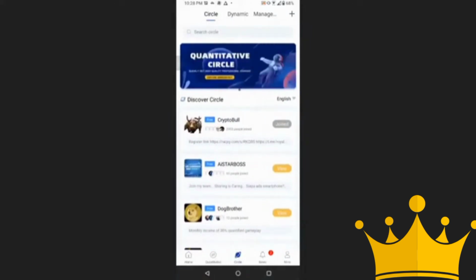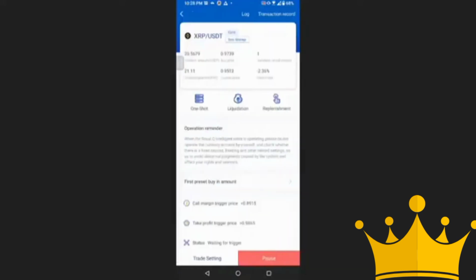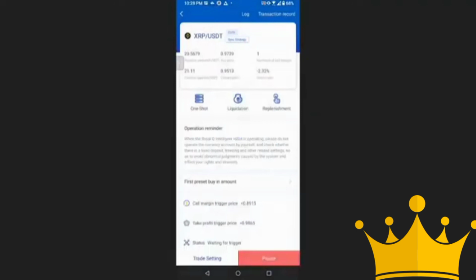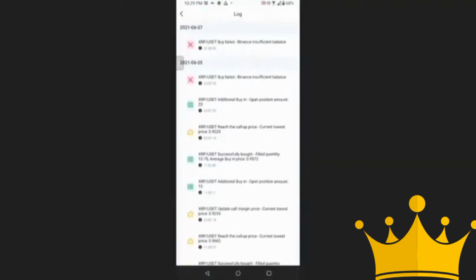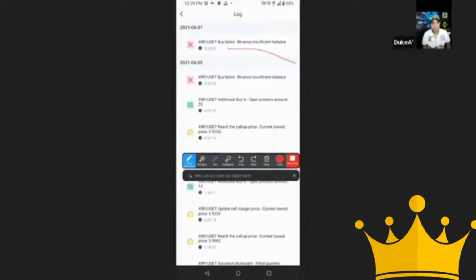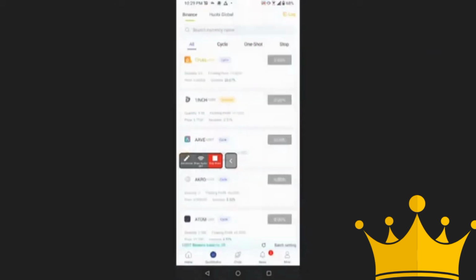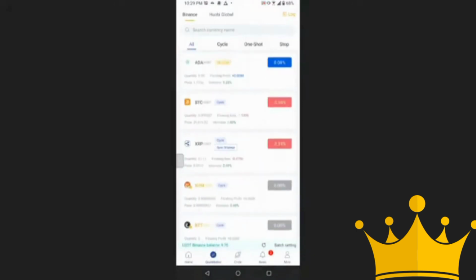And just before I finish up, let me just show you. Now this XRP, I replenish. I want to put another $10 in this. So you see my entry price becomes 96 cents. See what happened? Because there are not enough funds in Binance, it says Binance insufficient balance, so it didn't buy. So I'm just showing you an example, but my Binance balance is $9.75.